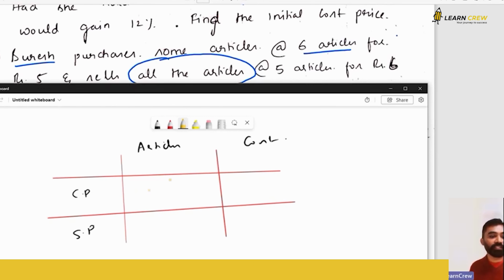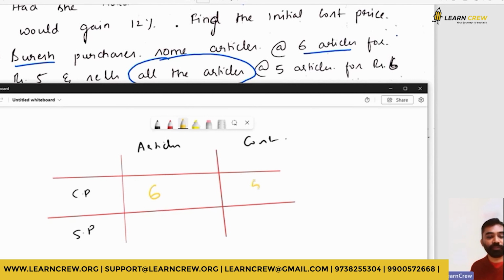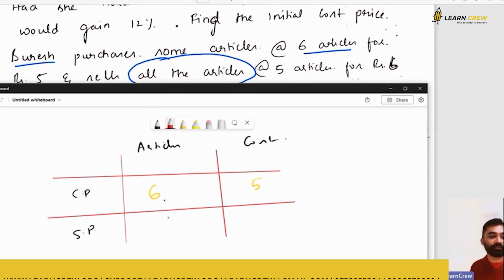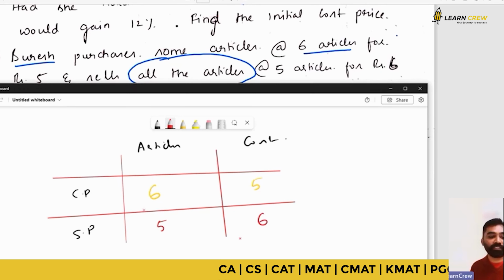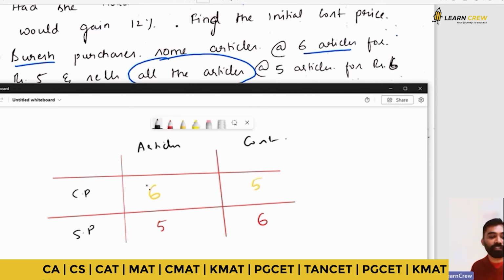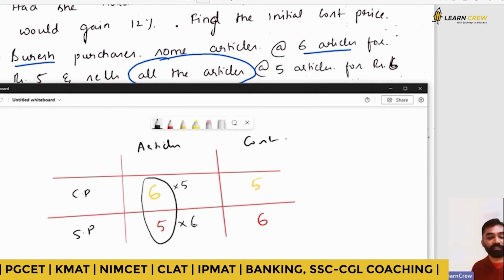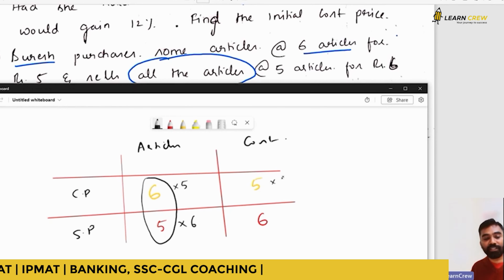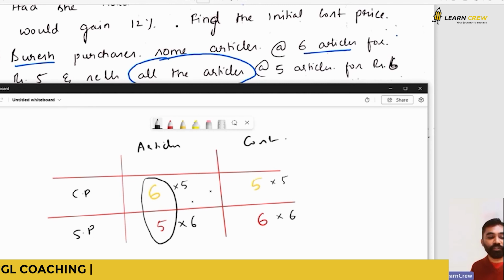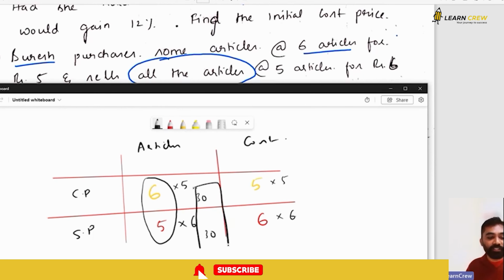Now he's buying 6 articles at the cost of rupees 5, and he's selling 5 articles at the cost of 6. Now we need to make these things common. To do that, we multiply this by 5 and this by 6. If I'm multiplying here, obviously I need to do the same over here. Now this ends up with 30. Now the ratios are the same. As much as you're buying, you're selling so much. You're buying 30, selling 30.